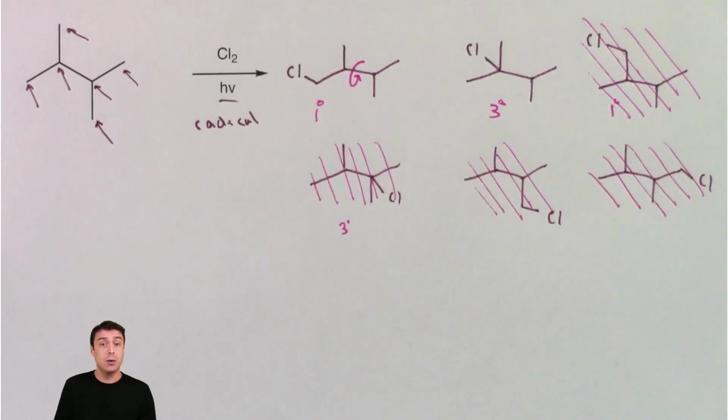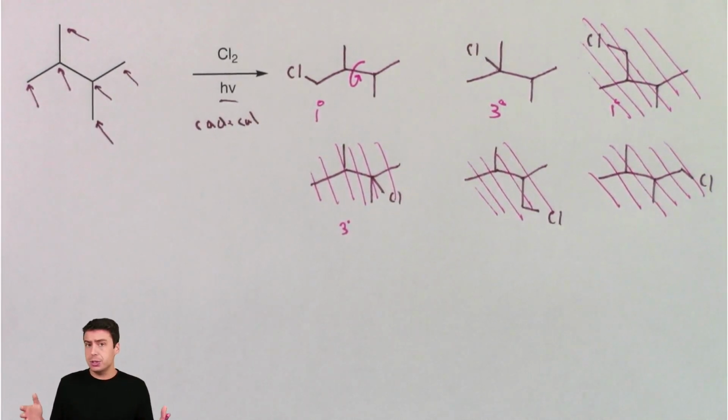I just wanted to show you how, in a lot of cases, if there's symmetry, things cancel out and you end up with only a couple unique products. Not always. That's why you want to draw these out. Now, in this case, we did not have stereoisomers.